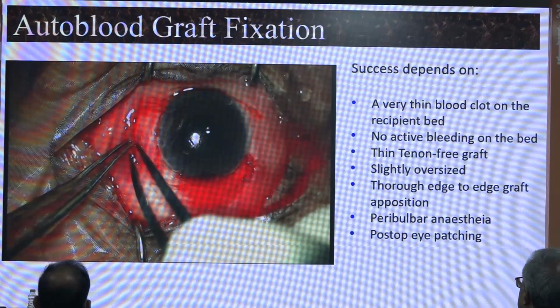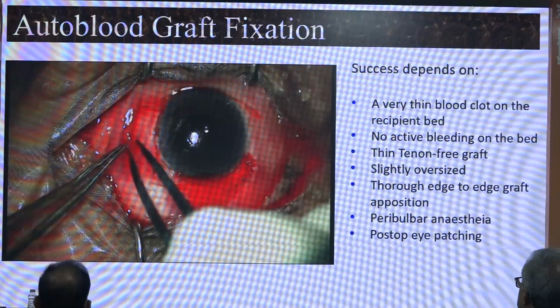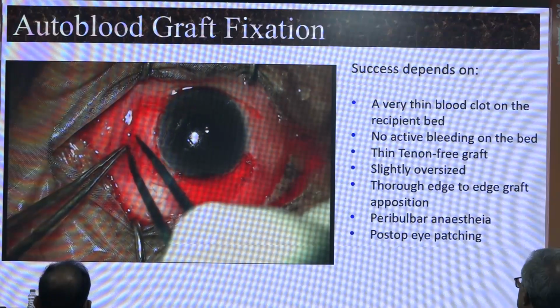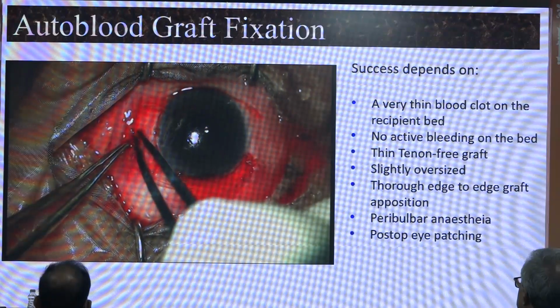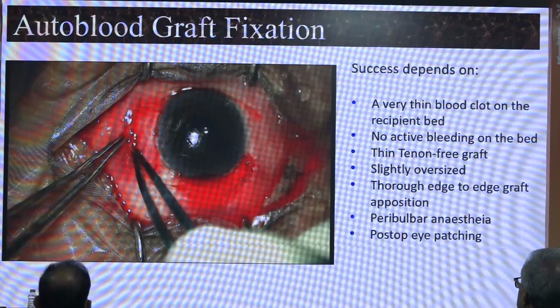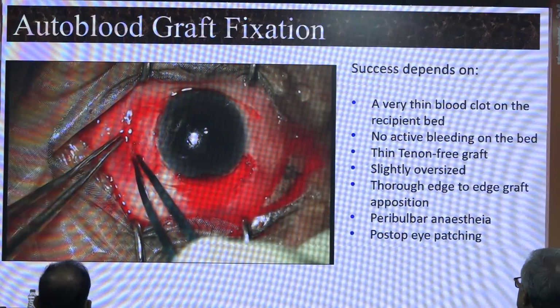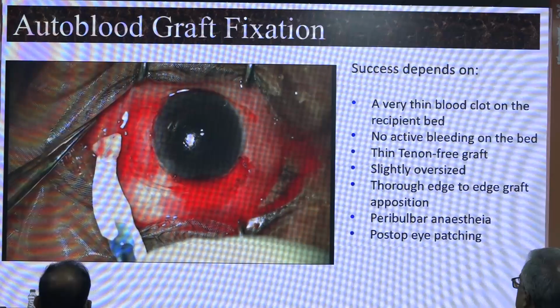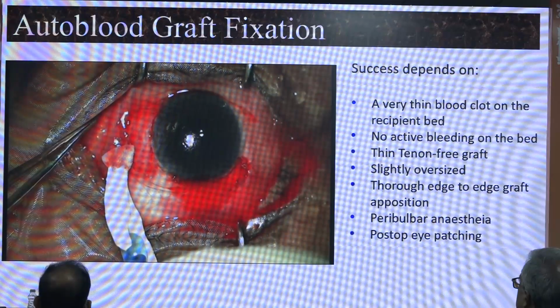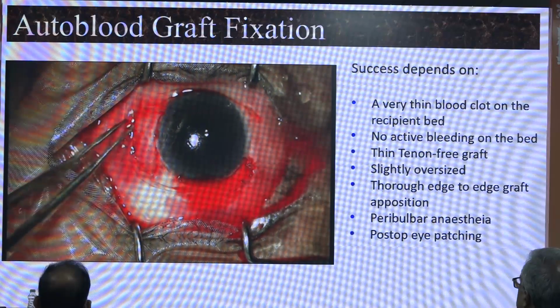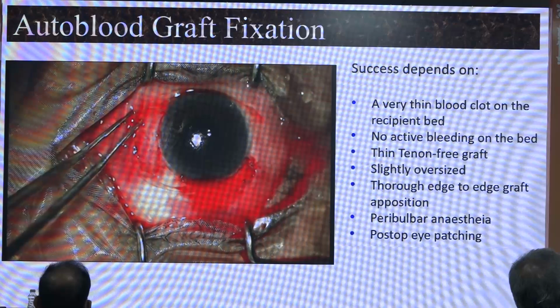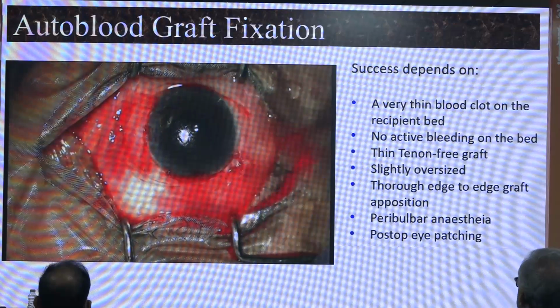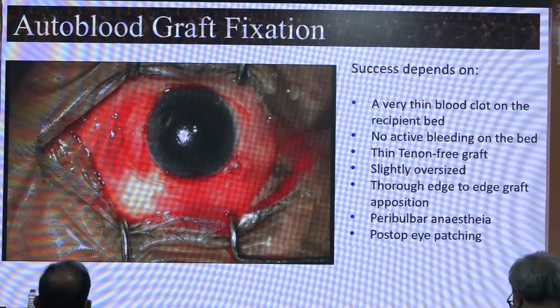Usually use two forceps side by side, one tooth forceps and one plain forceps, and throughout the circumferential length of the graft, you use this technique and take 3 to 5 minutes to allow the graft to settle. And the last two headings are peribulbar anesthesia and post-op eye patching, which I prefer because of lid immobilization in the immediate post-operative period, so that the graft is not dislodged from the bed easily.